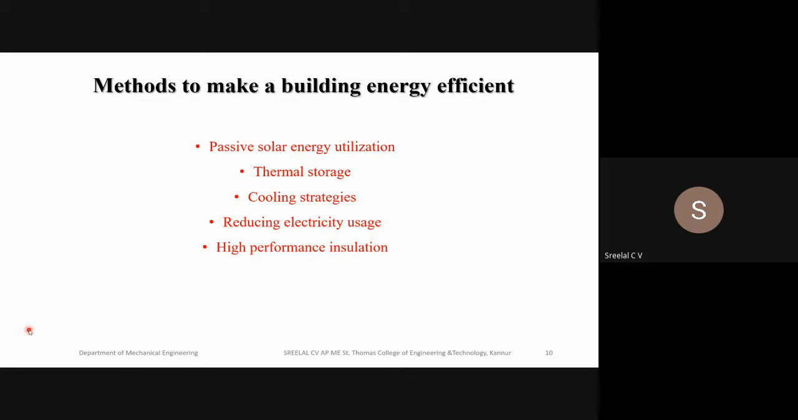Okay, until what time is this hour? 9:30, 9:30, 11:30. So these are the methods to make a building energy efficient.